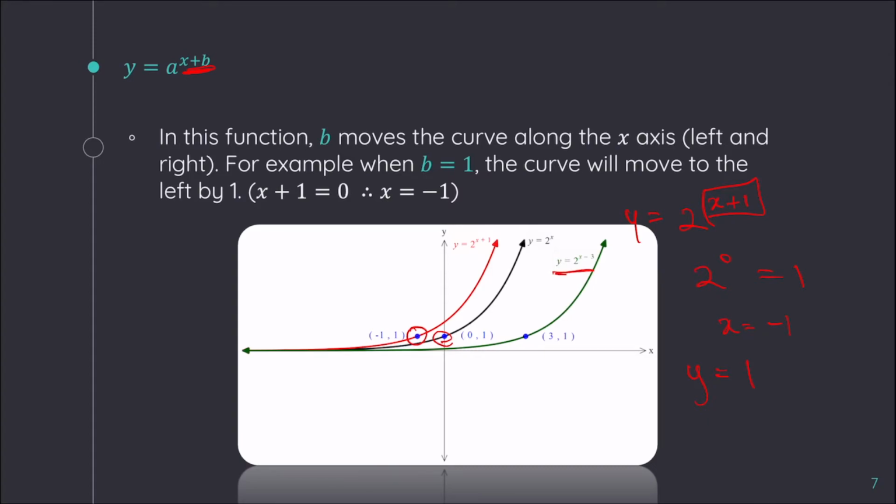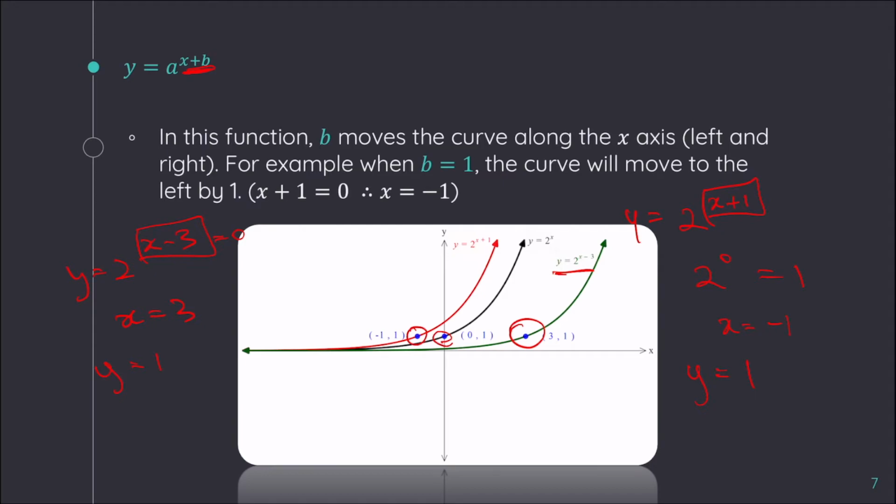In this equation, y equals 2 to the power of x minus 3. X minus 3 equals 0 when x equals 3. So that means when x equals 3, y equals 1. And we got this point here. So we know the whole graph has moved 3 spaces to the right.